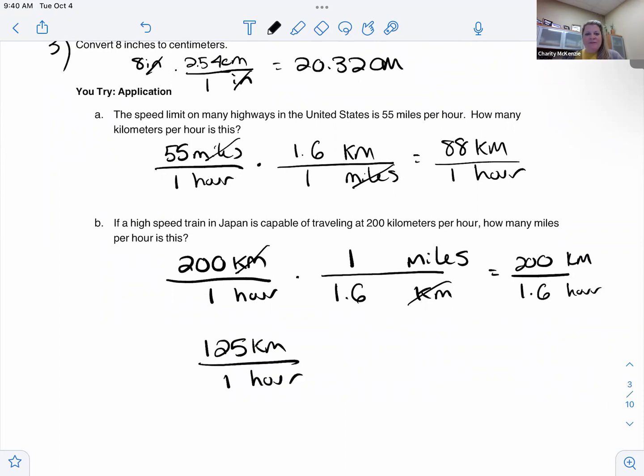All right, that's about it for this section. Still, the next two sections will be conversions as well.